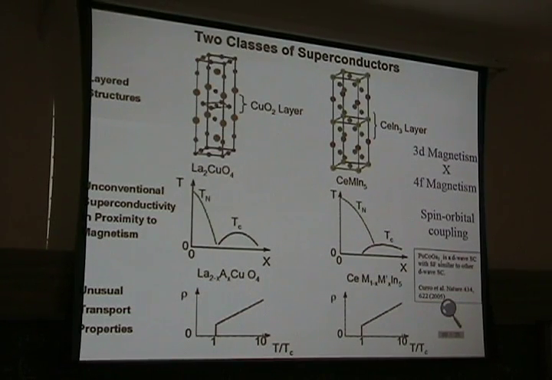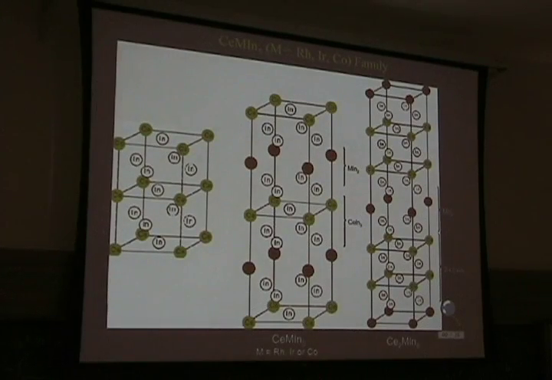Even if you consider just the spin degree of freedom, you are dealing with 3D magnetism in one case and 4F magnetism in another case, right? One important difference between them is the role of spin-orbital coupling. And I'm trying to get to that. Okay, so let's get back. So that's the structure again.